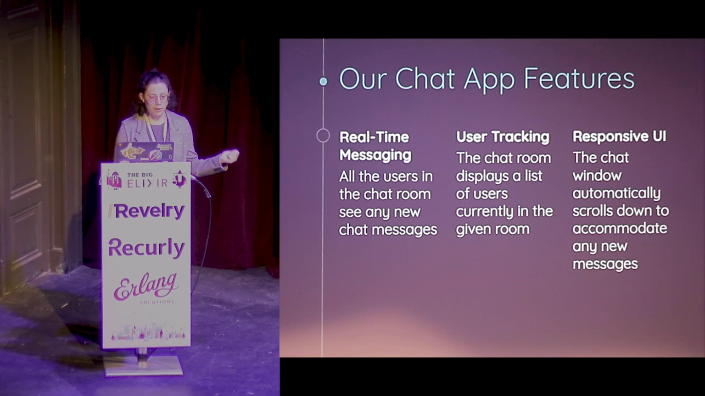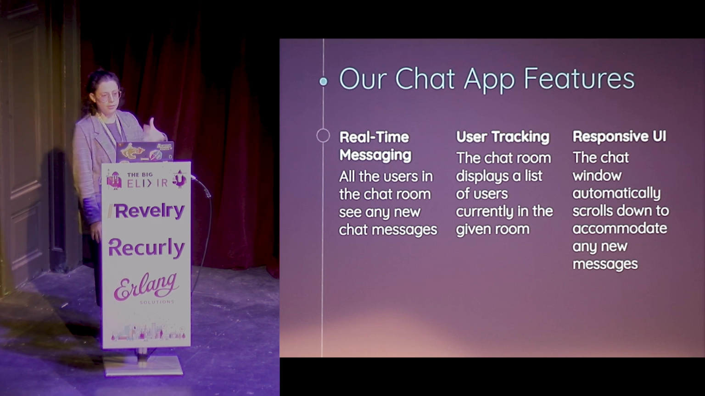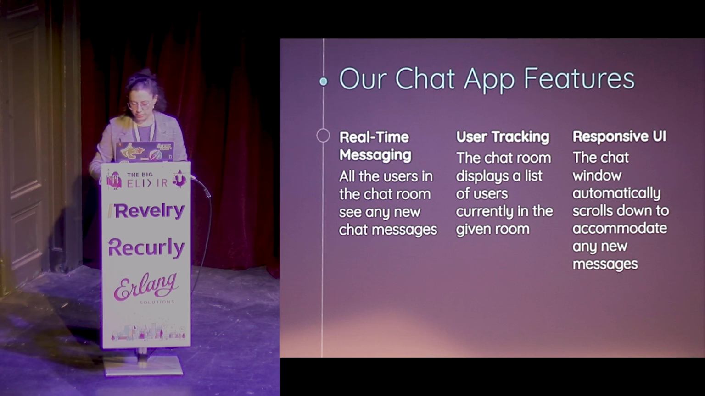So we'll certainly have real-time messaging. Anytime a user submits a new message, everybody in the chat room should see it. We'll have some user tracking. We want a nice little list of everybody who's present in a given chat room. And we definitely need to have a responsive UI. Anytime a new message shows up in the chat, we want our chat window to scroll down so that everybody can see it. Pretty standard stuff.